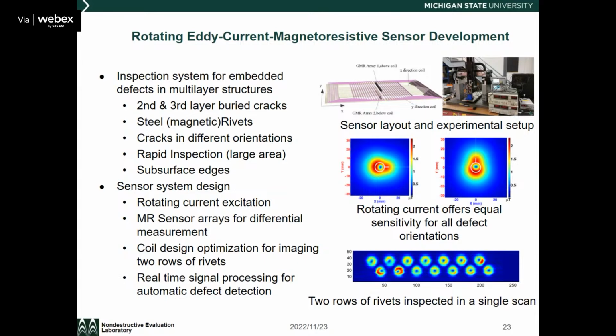This is another project working for the Air Force, where Michigan State developed a GMR array, giant magnetoresistive array, for subsurface measurement. I believe Professor Uba should have mentioned this in her forward or fundamentals of EM NDE class. There we can do surface and subsurface imaging of the defects. Here, the defects actually originate from the rivet. We call this a CUF problem, crack under fastener.